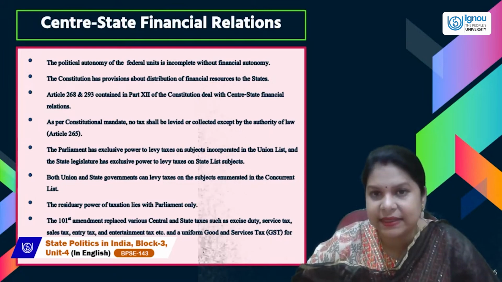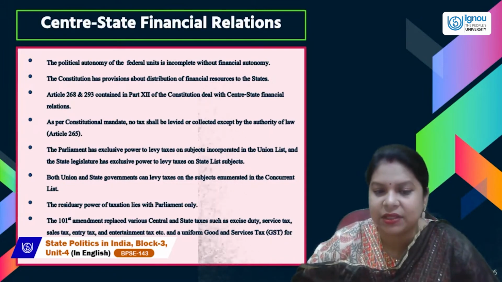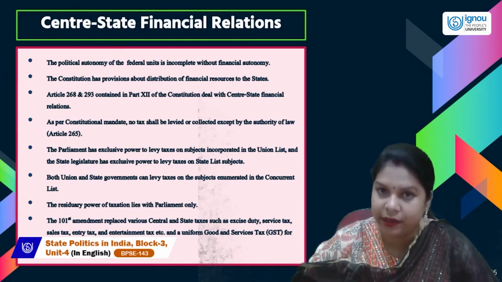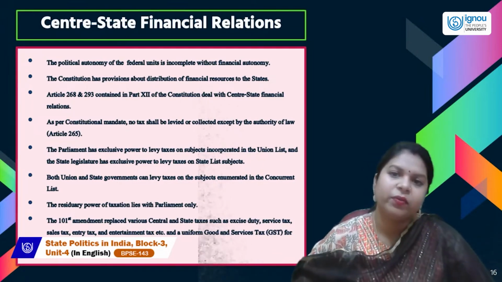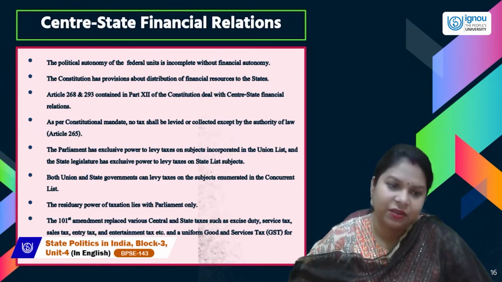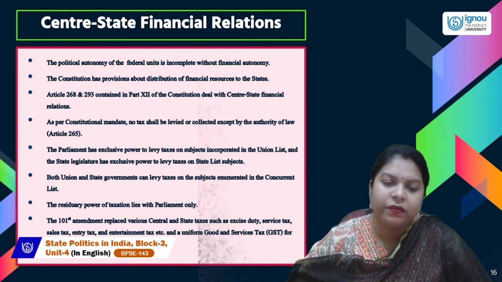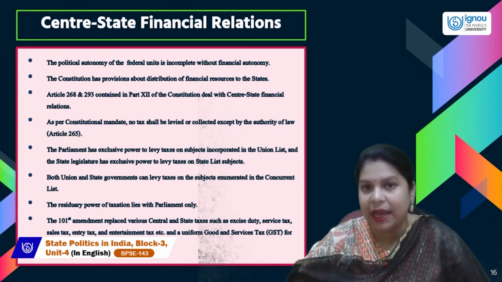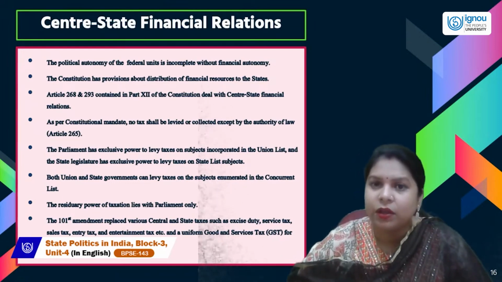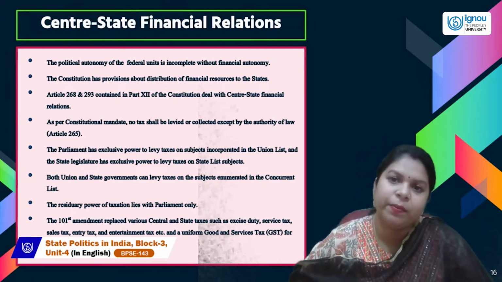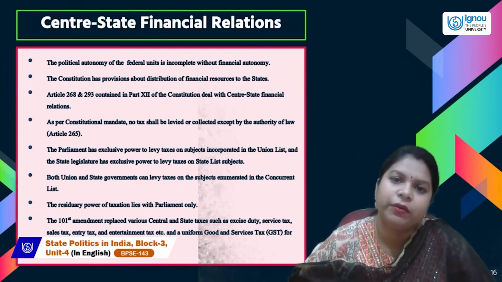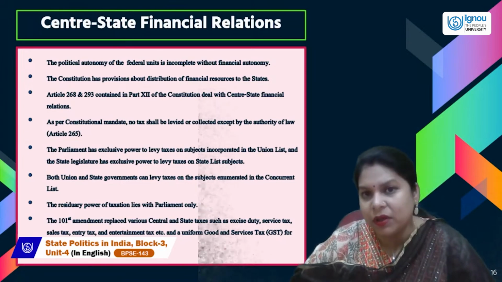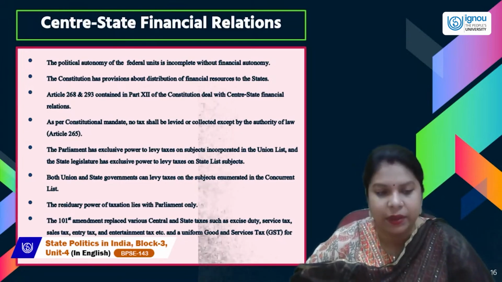So both union and state governments can levy taxes on the subjects enumerated in the concurrent list. So for all the subjects in the concurrent list, both center and states can levy taxes on them. The residuary power of taxation lies with the parliament only. And we have already learned that the residuary powers lie with the parliament. Similarly, whatever is in the residuary list, the power of taxation lies with the parliament.